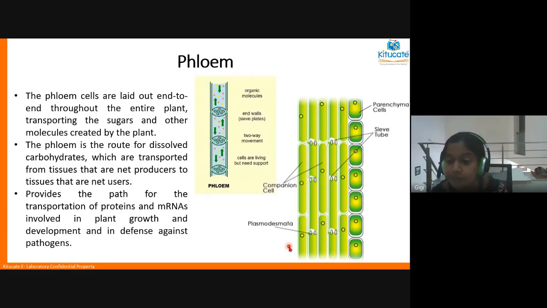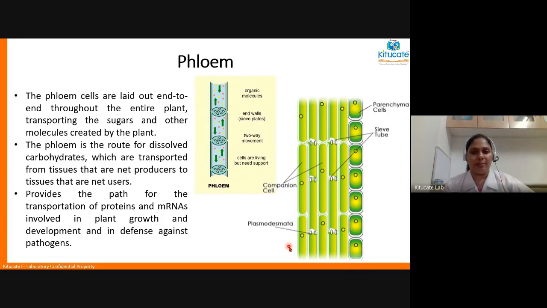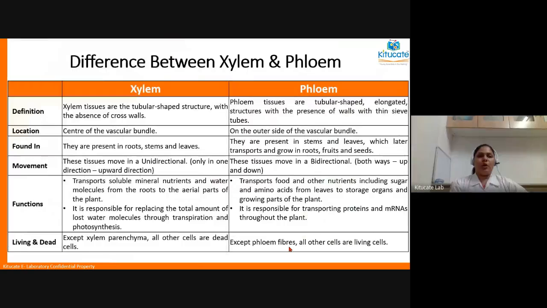And then we have phloem fibers, which offer strength and support to the stem of the plant and also to the phloem vascular bundle. All right. So all clear with xylem and phloem so far?